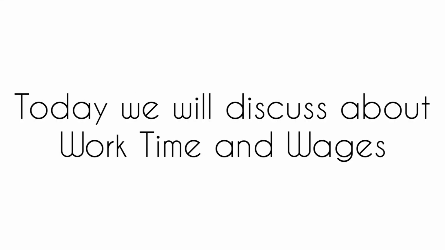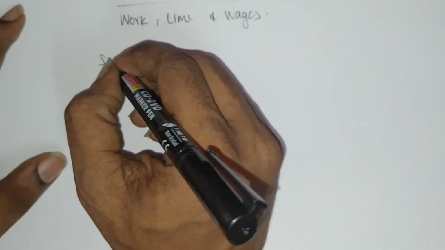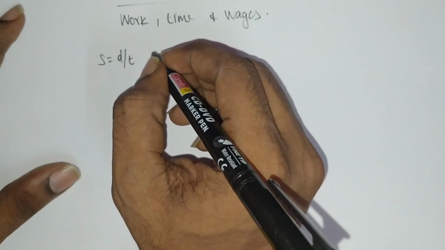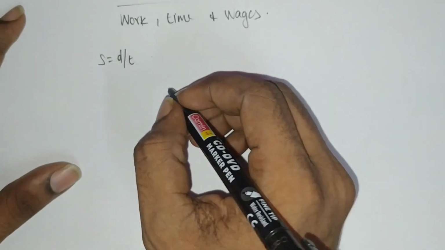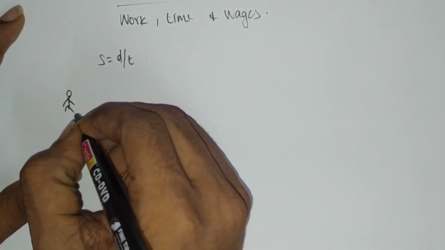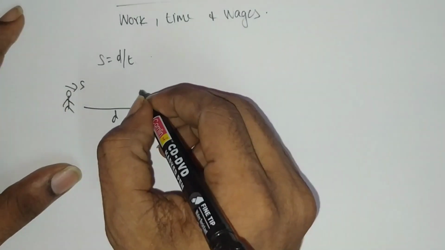Today we will discuss work, time and wages. We will be using the same formula, speed equals distance by time. As already said in my last video, in normal speed problems, speed, distance and time all will be evident.